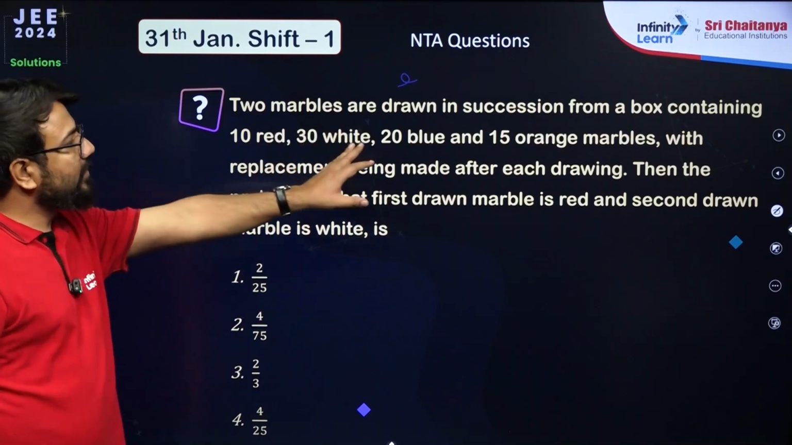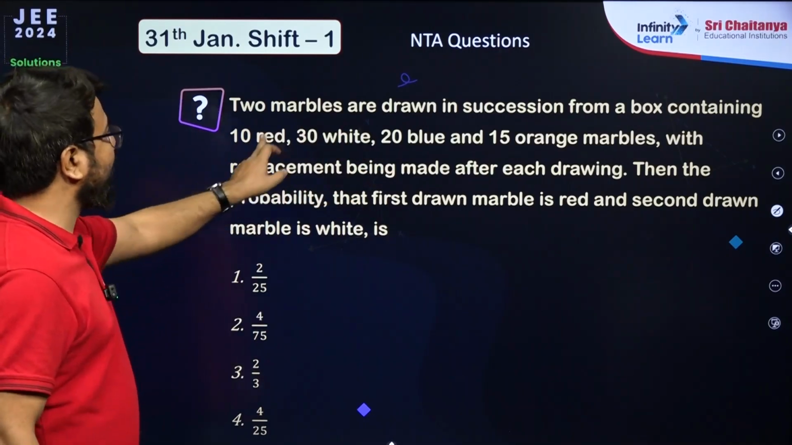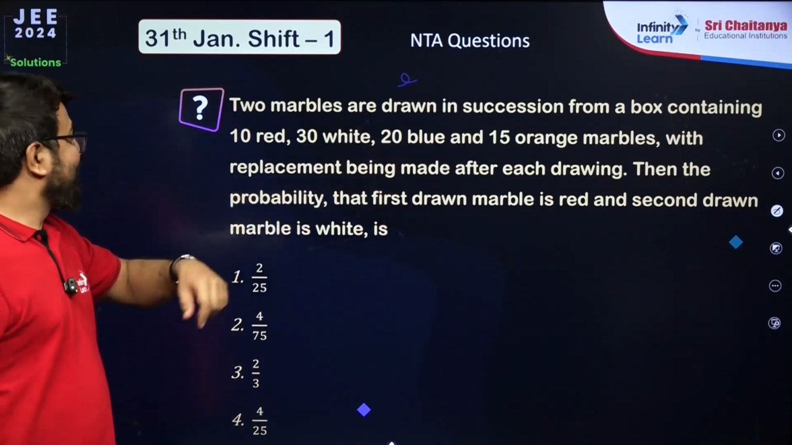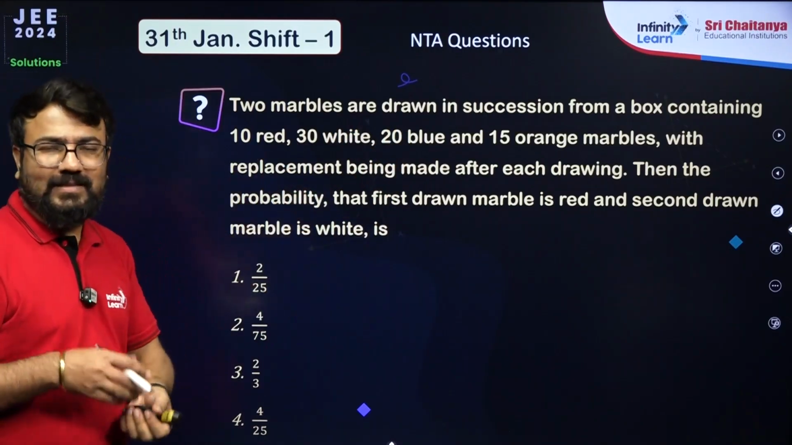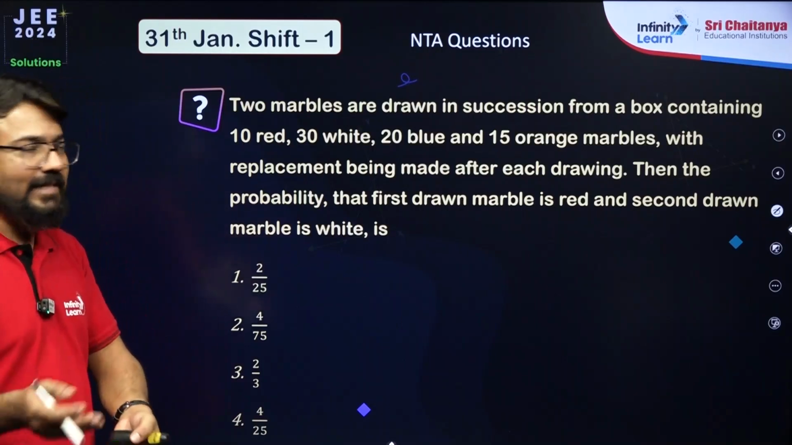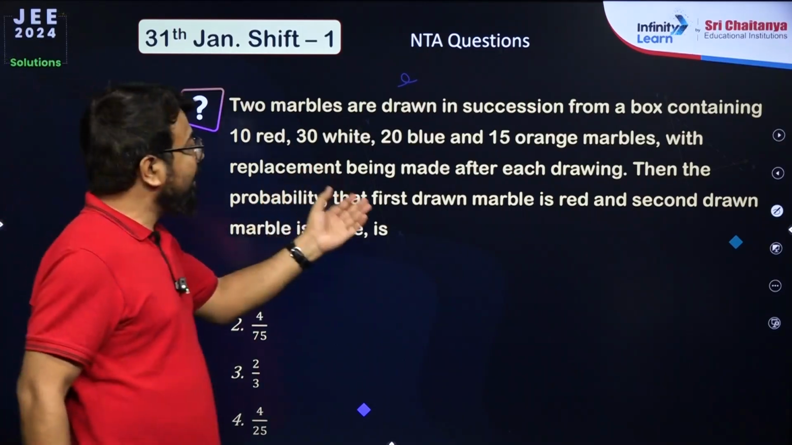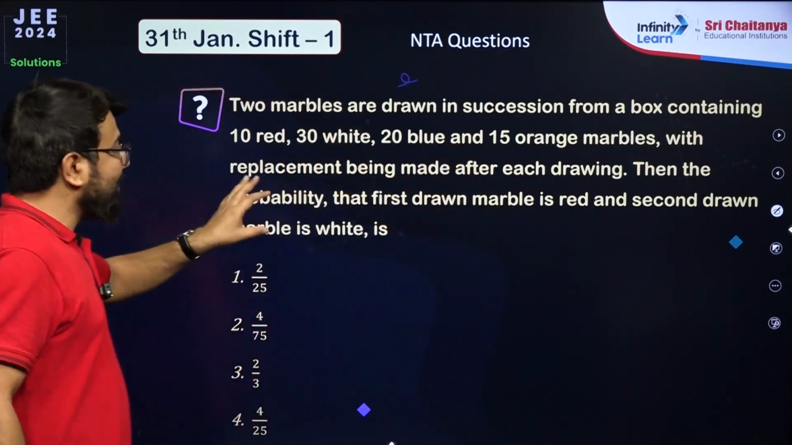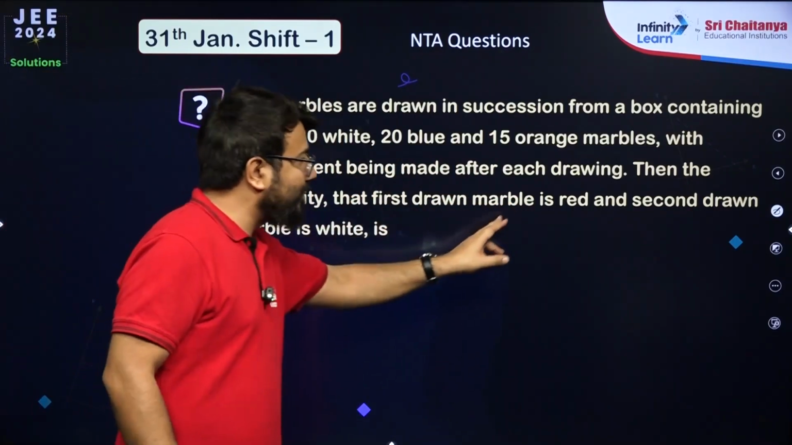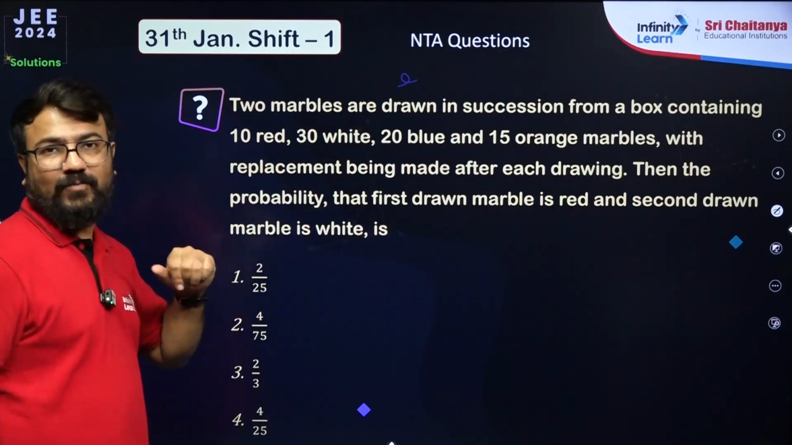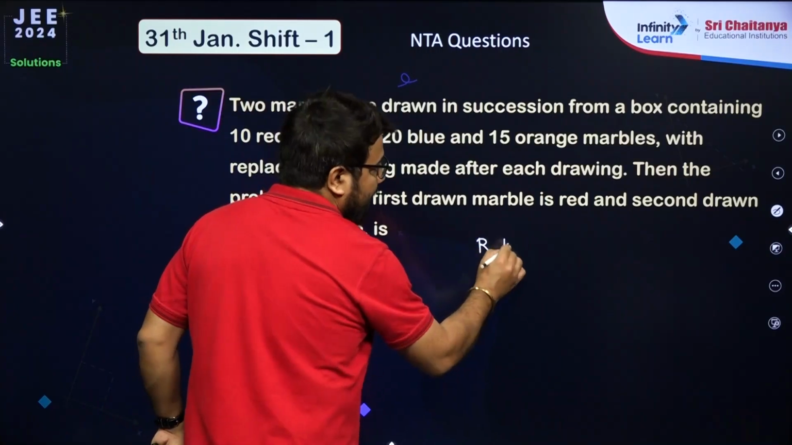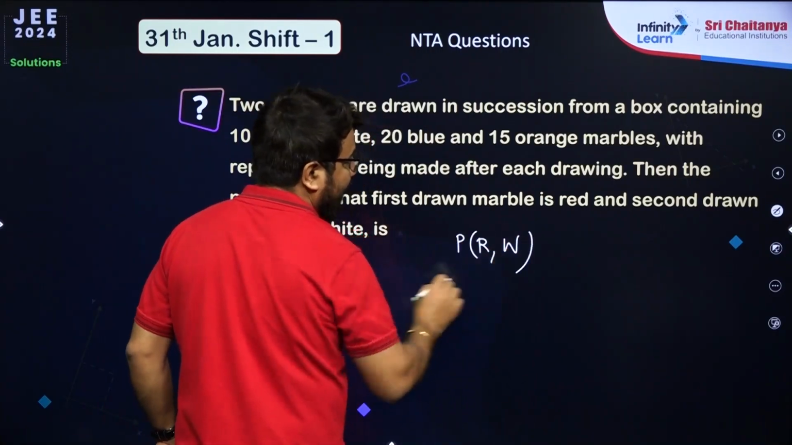Two marbles are drawn in succession from a box containing 10 red, 30 white, 20 blue and 15 orange marbles, with replacement. With replacement means they'll be picking the first marble and then placing it back. Independent events, with replacement being made after each drawing. Then the probability that the first drawn marble is red and the second drawn marble is white. So the first should be red and the second should be white. This probability we need to determine.